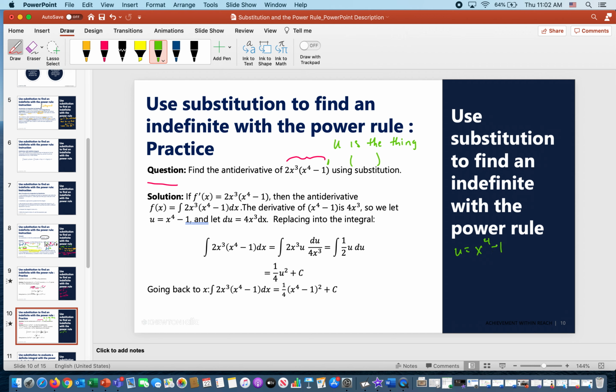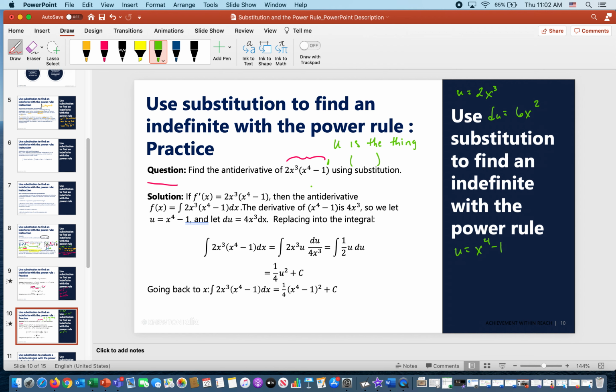Now, probably a more technical way of saying this is that to identify u, see if you can identify its derivative in the problem, right? So if I let u equal 2x to the third, the derivative of that would be 6x squared. And unfortunately, I don't have any x squareds in my original problem.